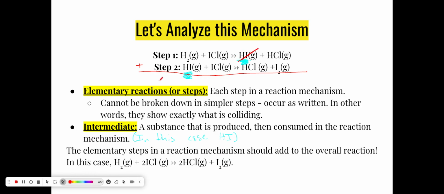Notice, because of that, guys, I can cancel out HI when I go to add these steps up, and watch what happens. After I cancel these two out, because it was an intermediate, I get back our overall reaction. So we get hydrogen gas plus 2 molecules of ICl gas yields our HCl molecule, 2 of them. Don't forget to add them up because there's 1 HCl here, 1 HCl down here, plus our I2.